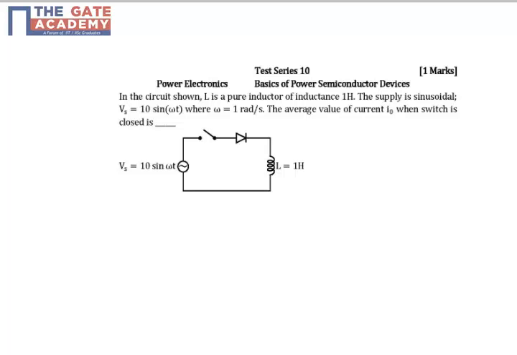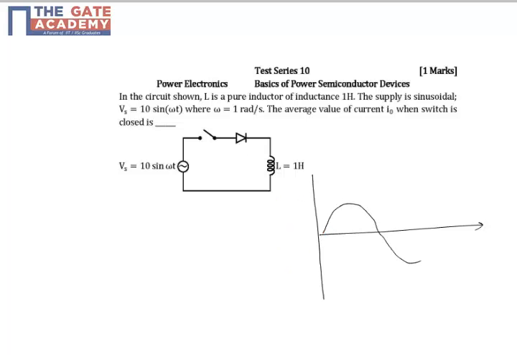In the given problem, a circuit with an AC supply, a diode and an inductor is given. It is asking what the average value of current is if you close the switch. So first of all, you should know the relation between the supply voltage and the current in the circuit.